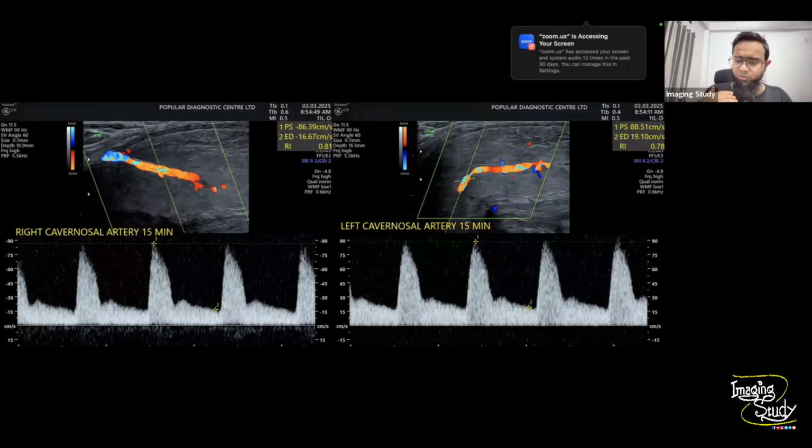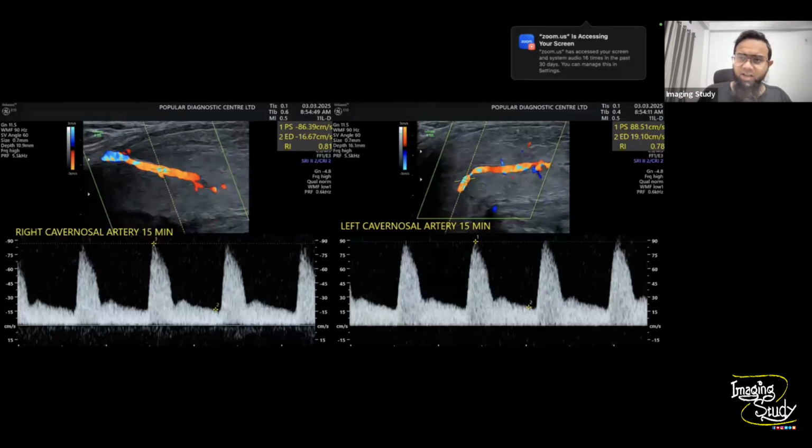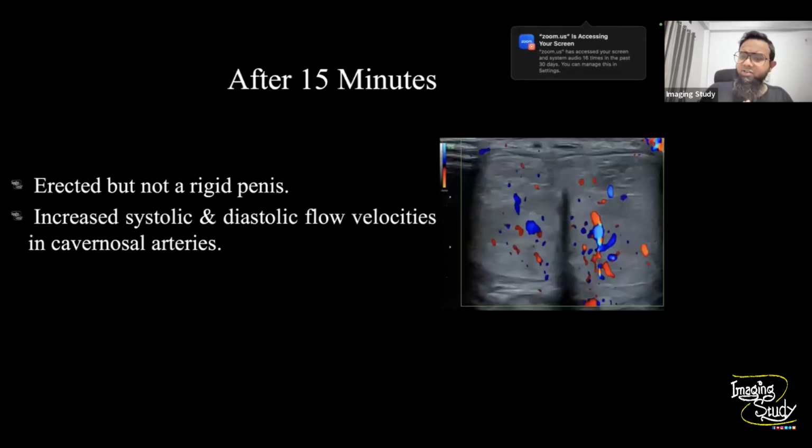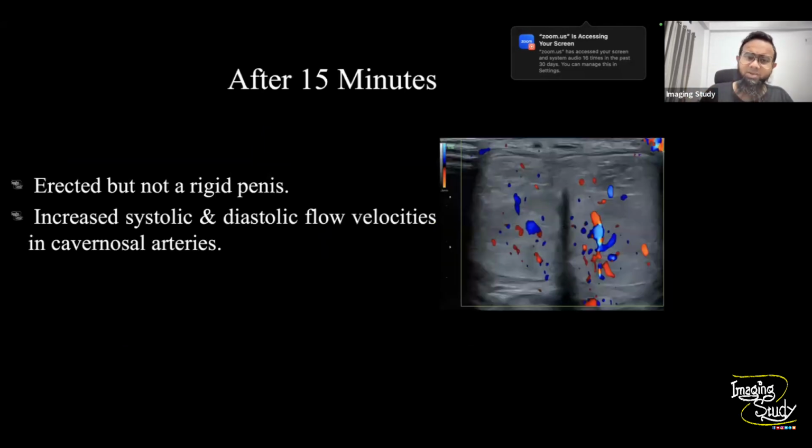So we check the patient after 20 minutes and 25 minutes and even 30 minutes. So let me show you the 25 minutes scan. So here after 15 minutes, you see it's 86 centimeter per second. So your penis should get erected completely. But this patient had an erected penis, but it is still not rigid, which took our attention.